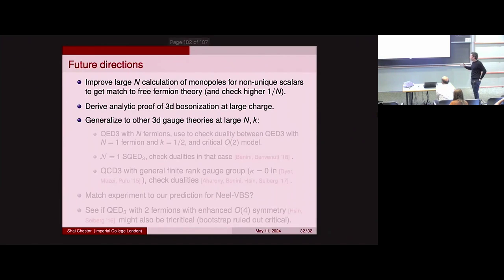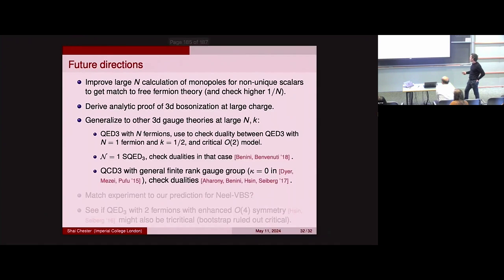There's also many other versions of this monopole calculation one could do. I mean, you could look at QCD3 theories, which have various tools. You could look at supersymmetric QED3. You could look at QED3 with fermions. All of these things are things I'm hoping people will be motivated to do based on these results. These calculations are hard, and I would like some help. Finally, it'd be nice to actually match an experiment to our prediction for the neo-VBS phase transition, which I guess maybe we'll hear about in this conference.